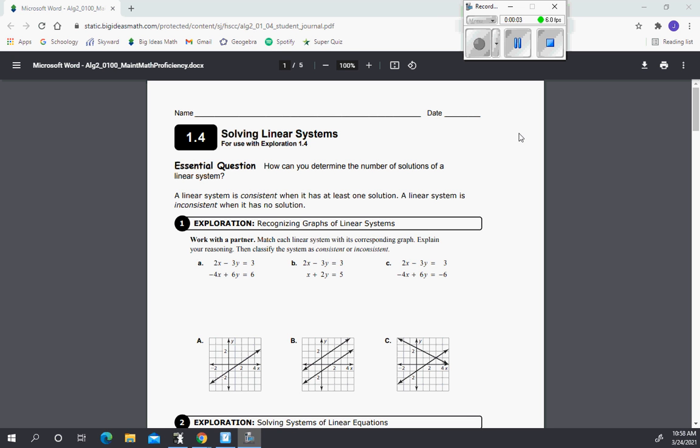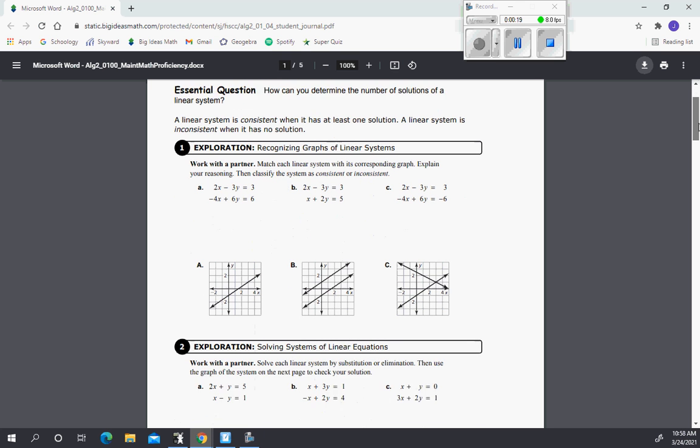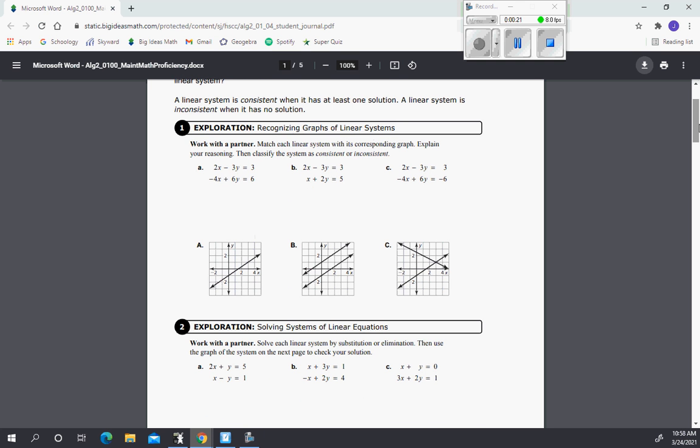Okay, 1.4, we are solving linear systems. This section will be a challenging section. That's okay. Just like anything, when we practice, when we work hard, we'll get through it. Okay, let's go right down here to this first exploration. It says, match each linear system with its corresponding graph. Explain your reasoning. Then classify the system as consistent or inconsistent.